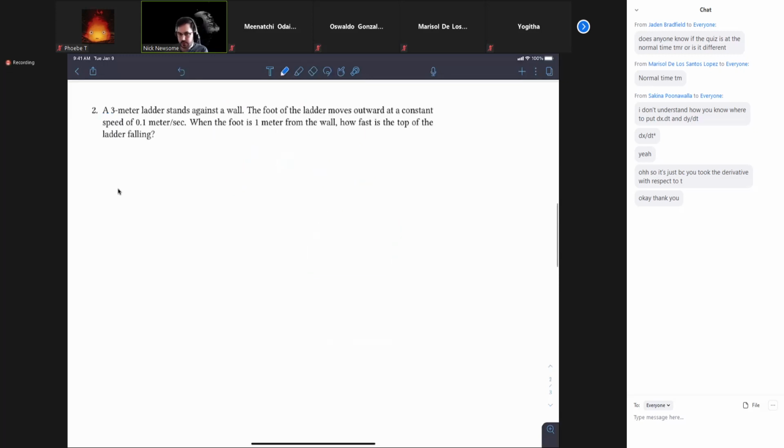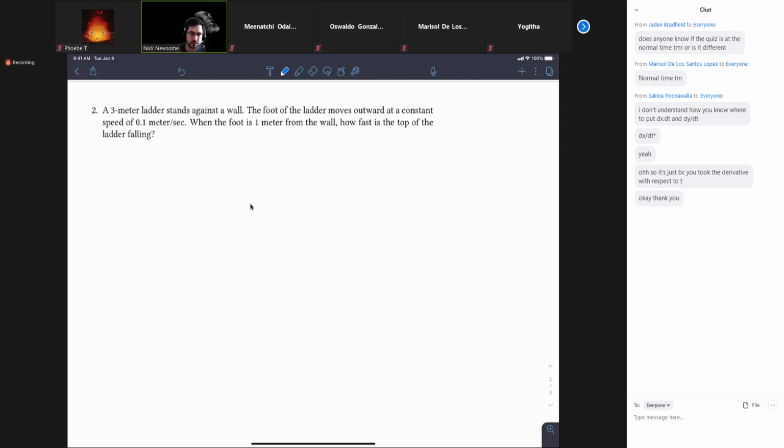All right, so now we're doing related rates in an actual context, right? We have a real world problem now. We have this ladder and it's up against a wall and the bottom of the ladder is moving away, so you can imagine the ladder is sliding down the wall. The question is, when the bottom of the ladder is a meter away from the wall, how fast is the top of the ladder falling?